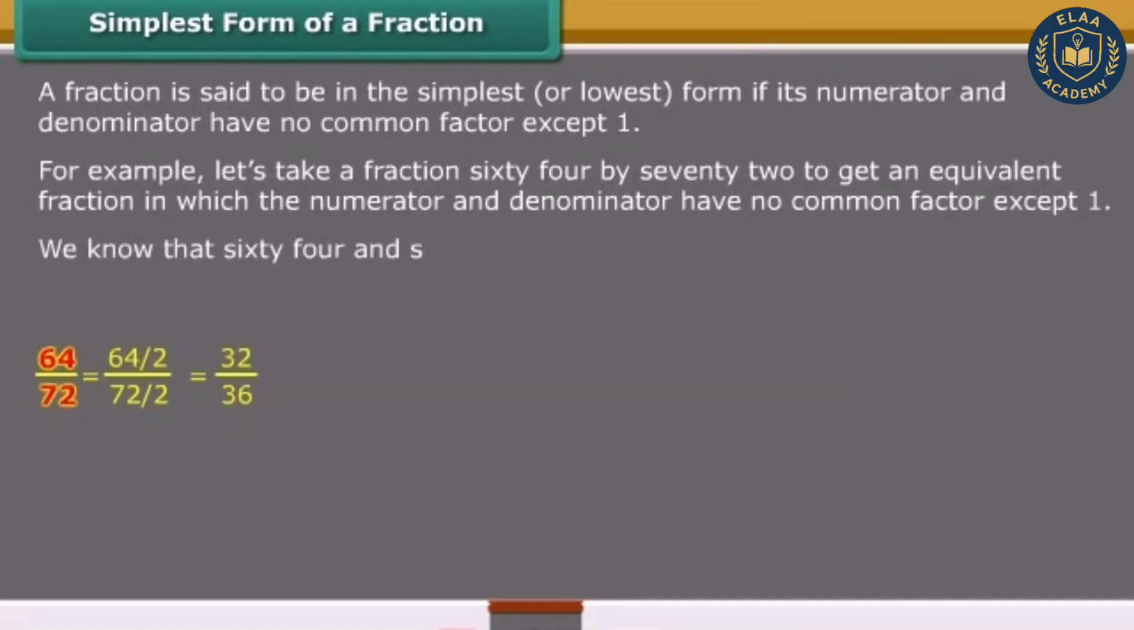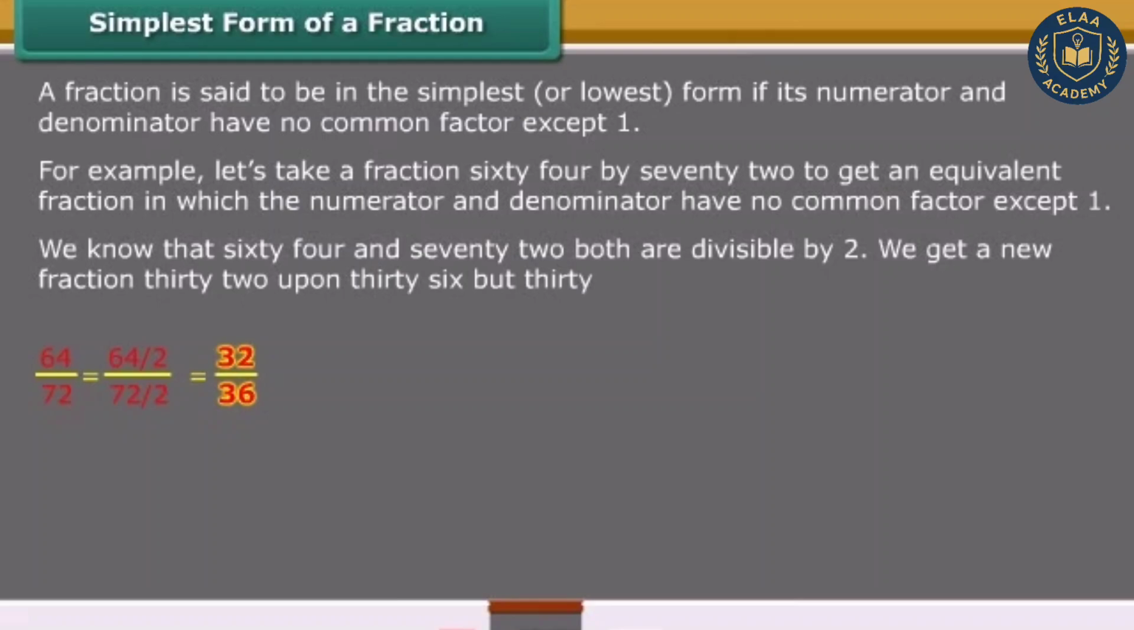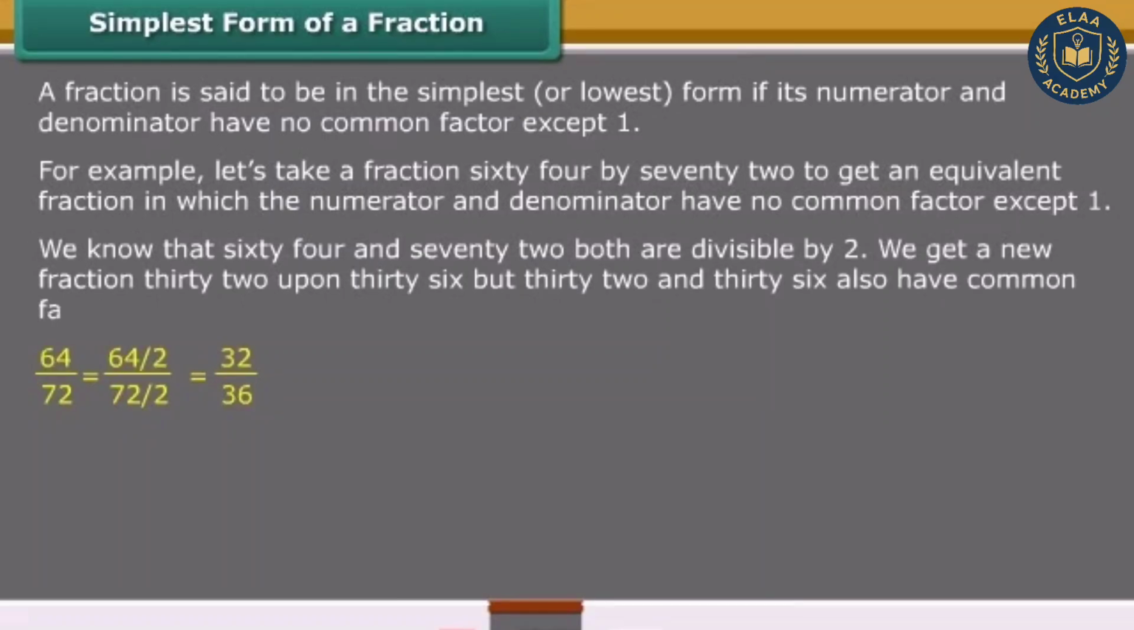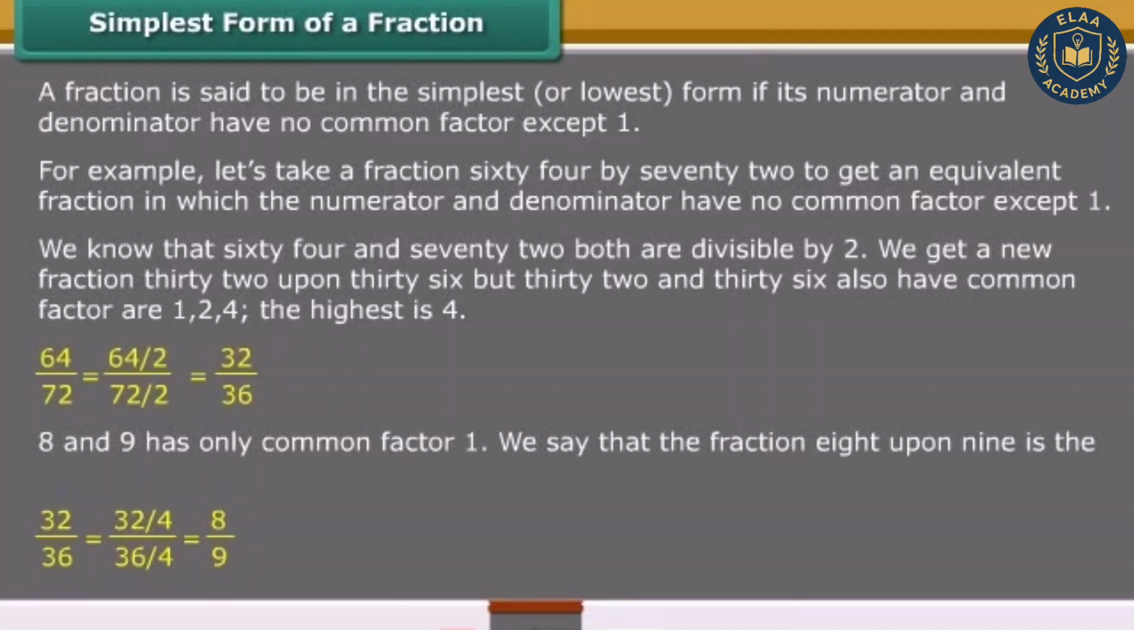We know that 64 and 72 both are divisible by 2. We get a new fraction 32 upon 36, but 32 and 36 also have common factors 1, 2, 4. The highest is 4. 8 and 9 have only common factor 1. We say that the fraction 8 upon 9 is the simplest form of 64 upon 72.